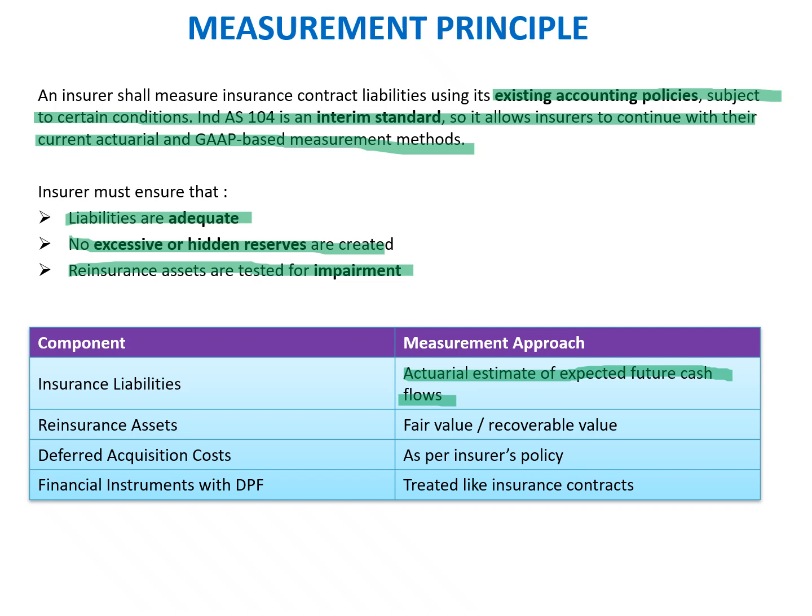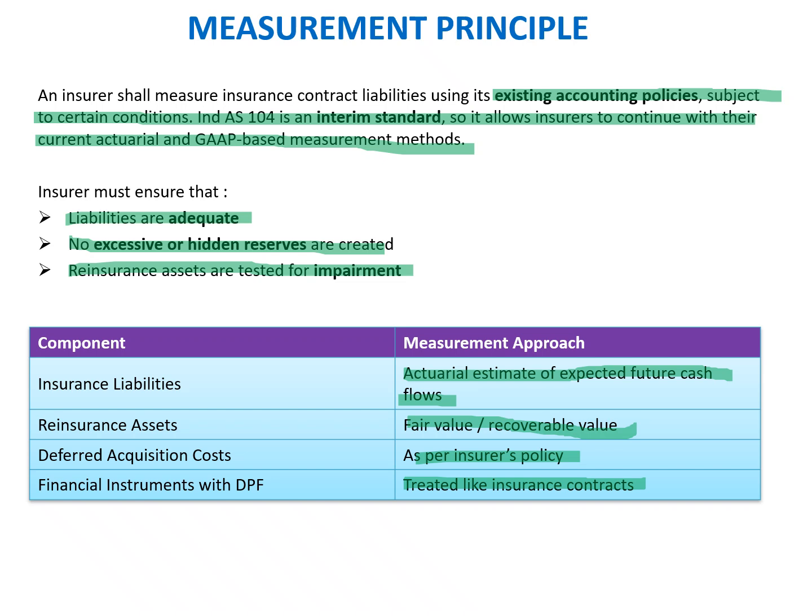If it is a reinsurance contract, it will be measured at fair value or the recoverable value. Deferred acquisition costs are as per the insurance policy, and then a financial instrument with specific discretionary rights is treated like an insurance contract. So the objective of this slide is to demonstrate how the measurement is happening basis the GAAP principles, and this is interim till the time the final Ind AS 117 is notified by IRDA.